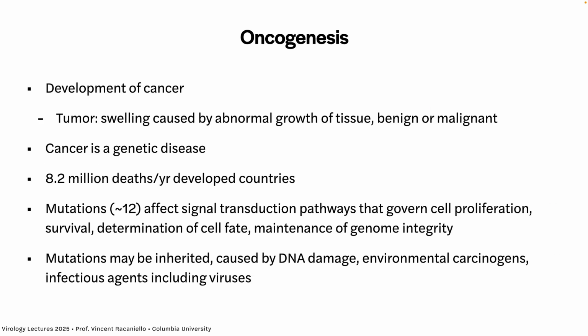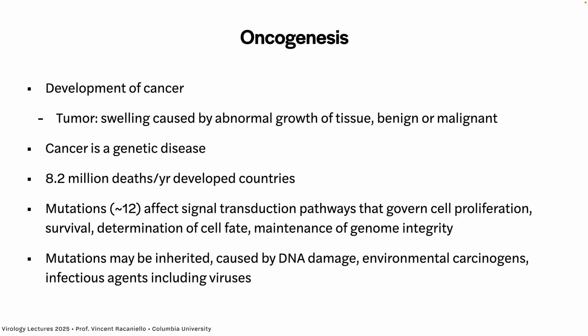Now, remember, the title of this lecture is Transformation and Oncogenesis. What's oncogenesis? They are two different things. Oncogenesis is development of cancer. And a tumor is a mass or a swelling produced by abnormal growth of cells. They keep growing and growing and growing, and they make a mass. And that mass can stay in place, or cells can break off and go throughout your body, in which case it's malignant.